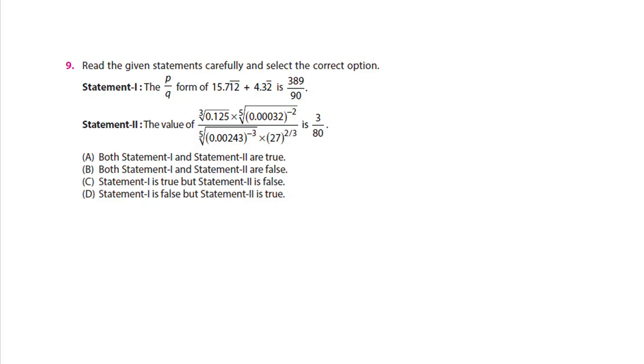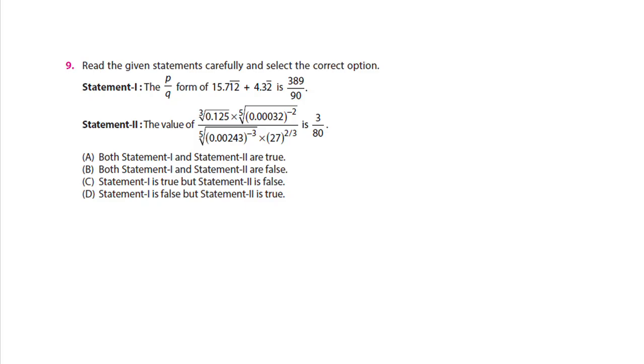So we have two statements. The first statement says that the p over q form of 15.712121212, recurring like that, plus 4.322222 and so on, recurring till infinity, is 389 divided by 90.